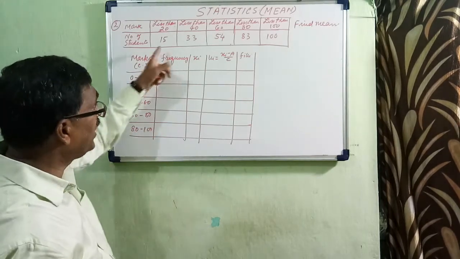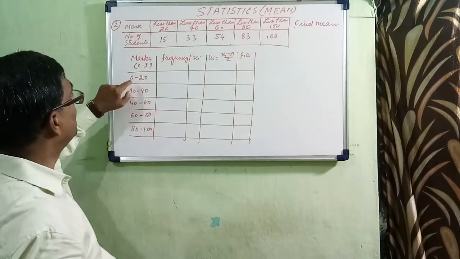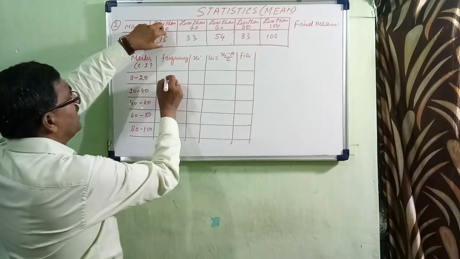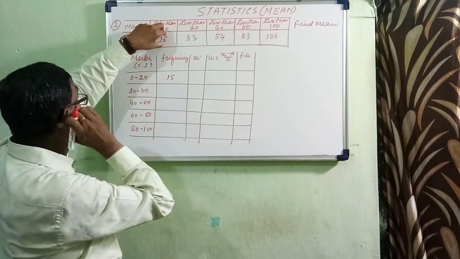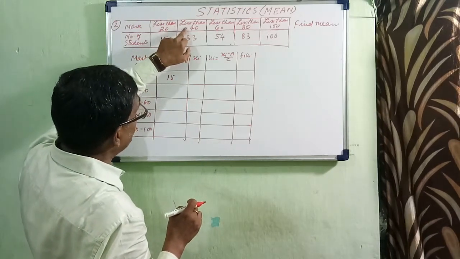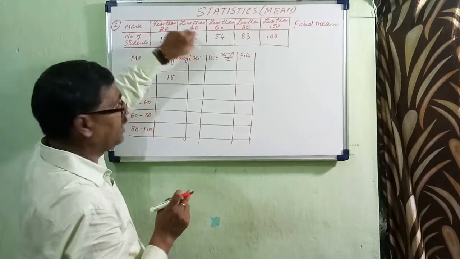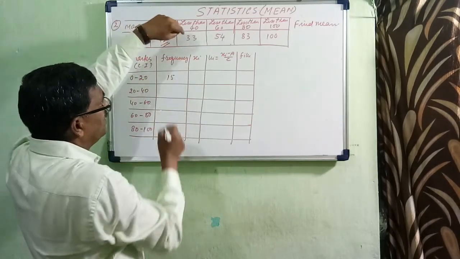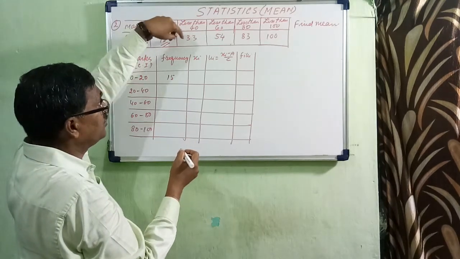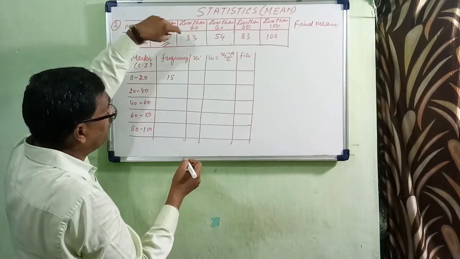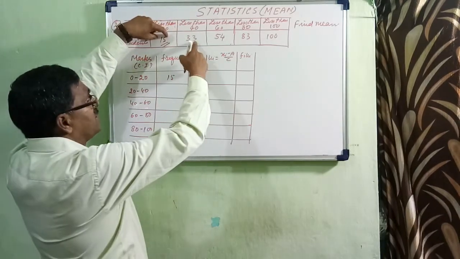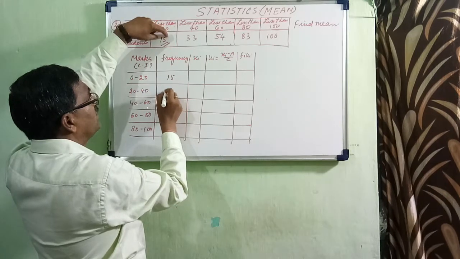And how to write the frequency? If I say 0 to 20, it means only this will come, that is 15. And if I say 20 to 40, it means more than 20 but less than 40, that is the meaning. So this is not included. Whatever the number you are going to write, this is not included from this. So from 33, 15 is subtracted. How much is it? 13, 5, 8, 3 to 1.